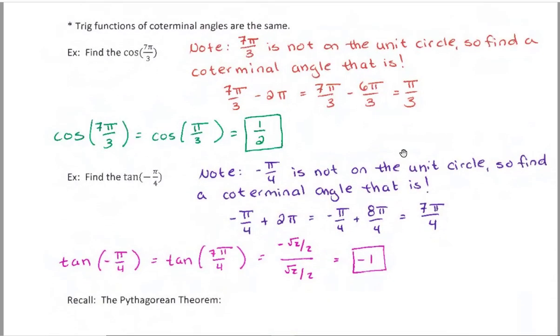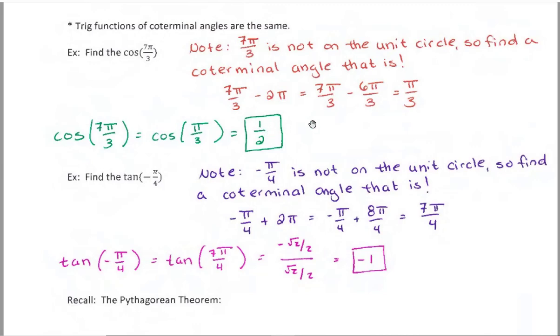So let's look at some examples here. Let's find the cosine of 7 pi over 3. If you go back to your unit circle, you're going to see that 7 pi over 3 is not on the unit circle. So you're going to need to find a coterminal angle that is. Well, how do we find coterminal angles? We add or subtract 2 pi. If I add 2 pi, I'm going to get a bigger value here, and we can already see that 7 pi over 3 is too big. So we'll try by subtracting 2 pi, which gives us pi over 3. Pi over 3 is on the unit circle. And since trig functions of coterminal angles are the same, the cosine of 7 pi over 3 will be the same value as the cosine of pi over 3, which we can see is 1/2.